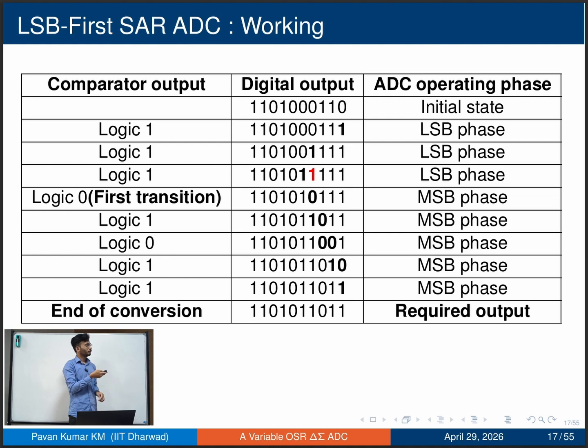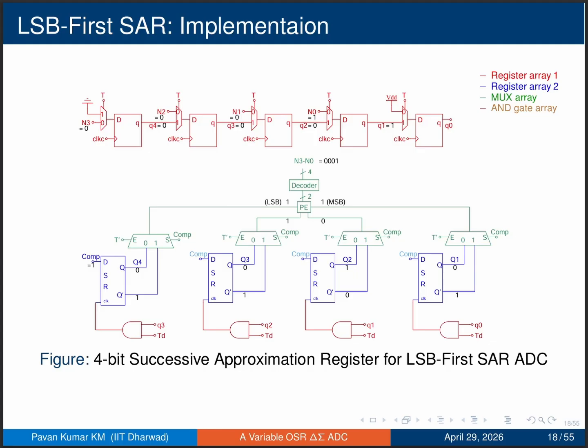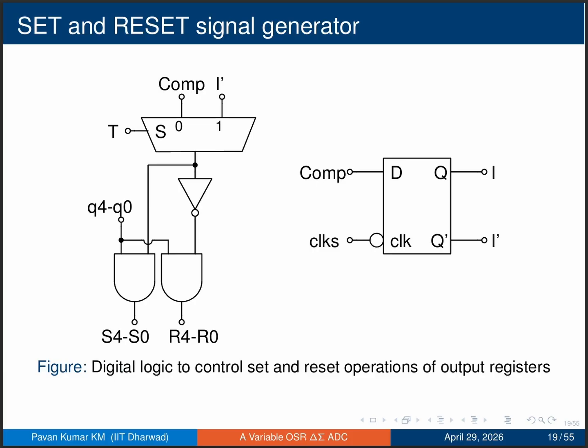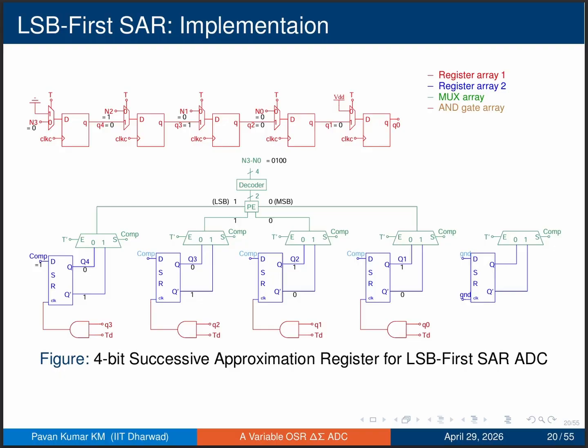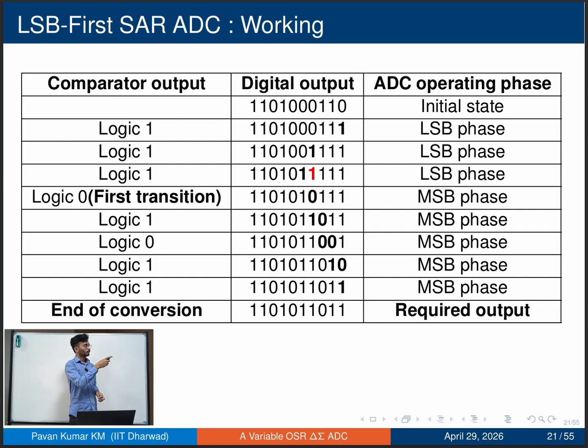So, how do we implement this LSB phase? To detect these zeros, we will be using a priority encoder, storing the result in register array 1, which is basically a shift register. After storing in that, using this logic, we will reset register array 2, which is storing the output. So, that is how the LSB phase is implemented.